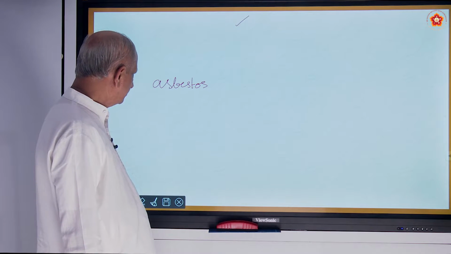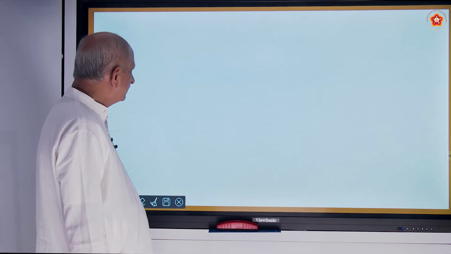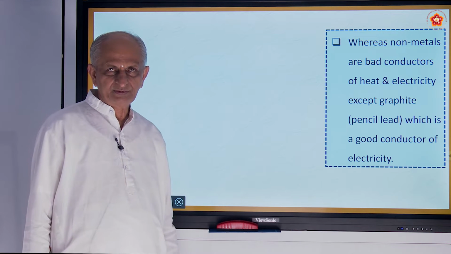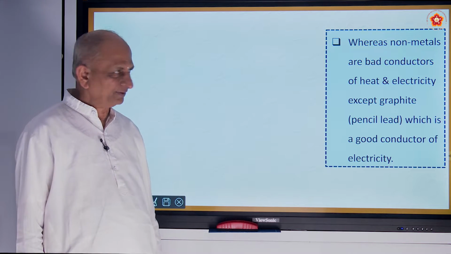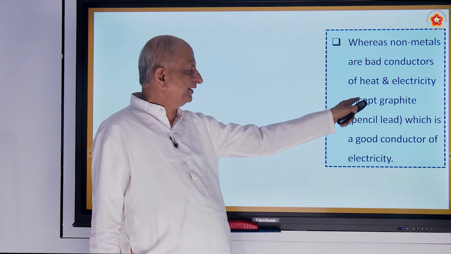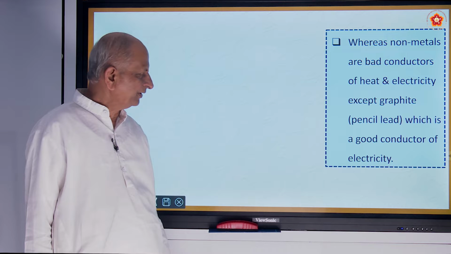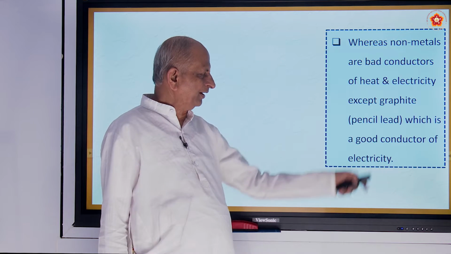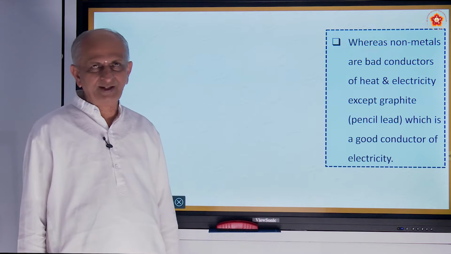Okay, so this property means metal is a good conductor of heat and electricity. What about non-metals? Non-metals are bad conductors of heat and electricity. But graphite, that is what is called pencil lead, is a good conductor of electricity.